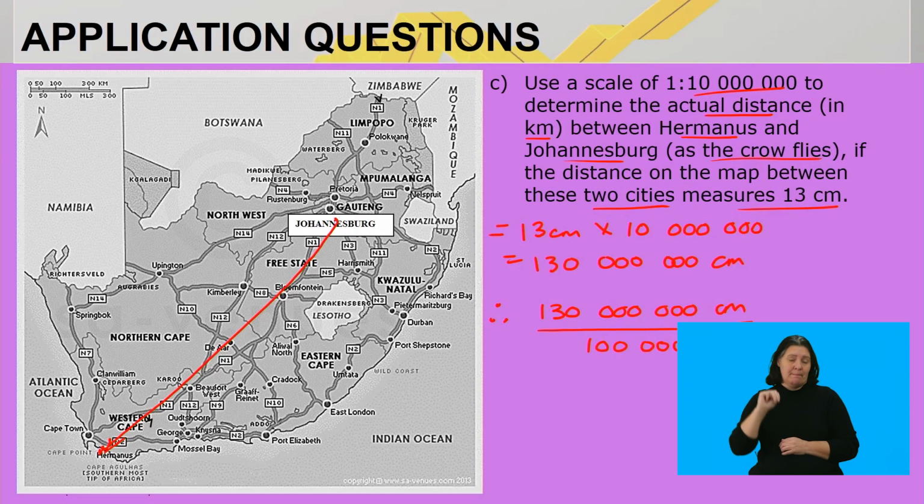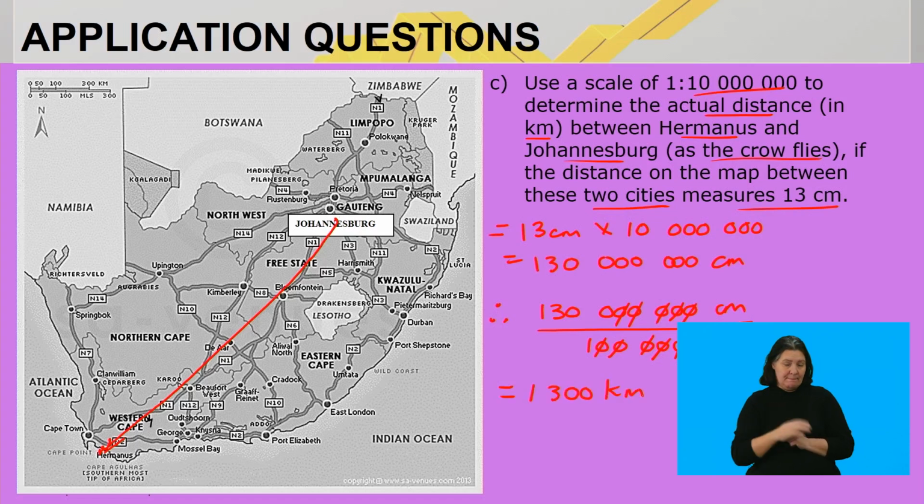Now I can simplify here. Both my units are the same. Okay, so before I run to my calculator, let me do this. Cancel 3 there. Cancel 2 here. So that will give me a distance of 1,300 kilometers. Guys, you can check that on your calculator, but that's just the other method of doing this as well. So 130 million centimeters divided by 100,000 centimeters equals 1,300 kilometers.